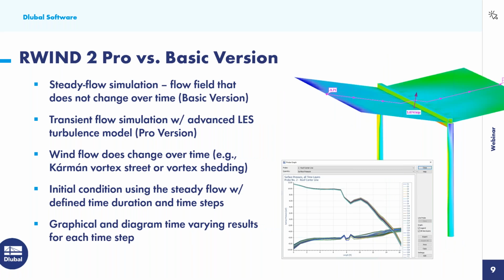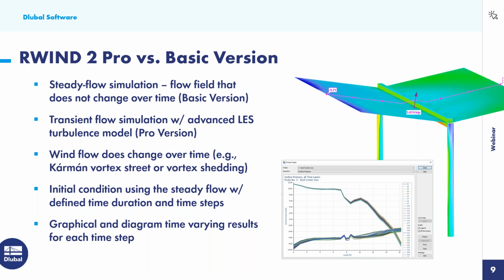So with this new version RWIND 2, we have introduced the Pro versus Basic version. In our first release of RWIND, we offered the steady flow simulation. This is essentially a flow field that does not change over time. So we're kind of taking a snapshot of that wind on the structure to determine the pressures and the pressure coefficients. And this is still available with the Basic version.